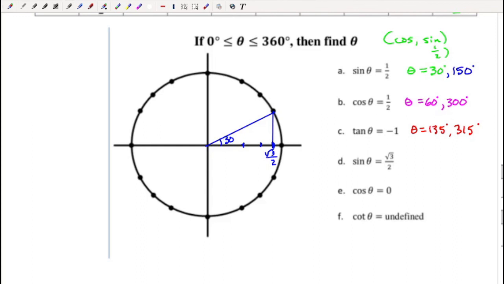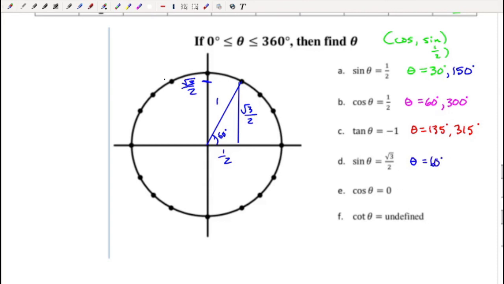Sorry, it should be the y value is √3/2 because sine is my y value. I don't know why I looked up here and said sine was my x value. Sine is my y value. So that's going to mean a y value up here of √3/2, which is almost 1. So we're actually looking at a reference triangle of 60 degrees, which is going to have, again, √3/2, 1/2, and 1 on the hypotenuse. So 60 degrees. We're in the first quadrant when sine is positive. First answer is just 60 degrees.